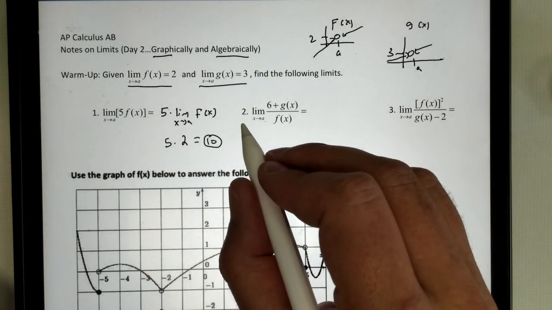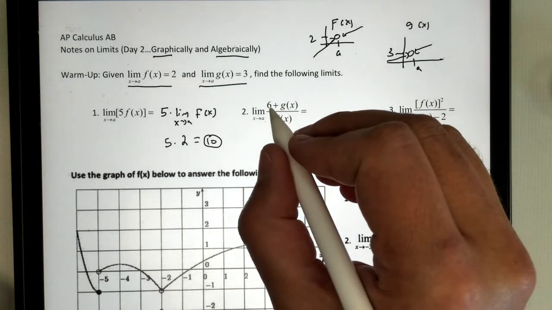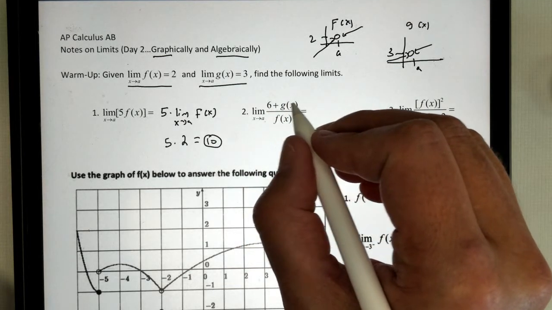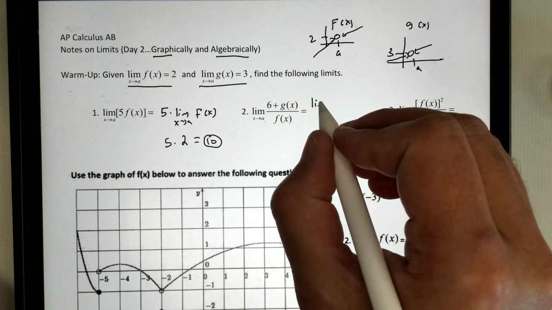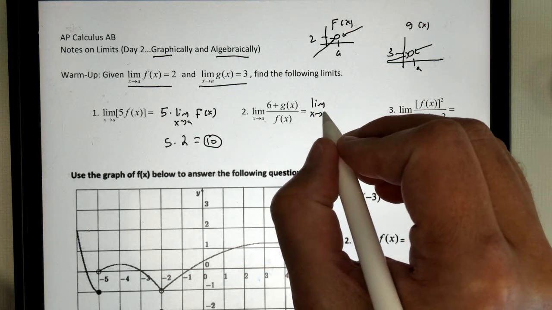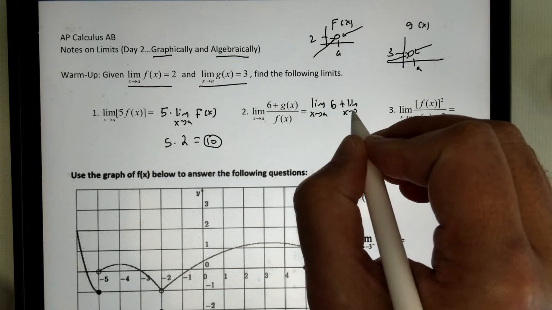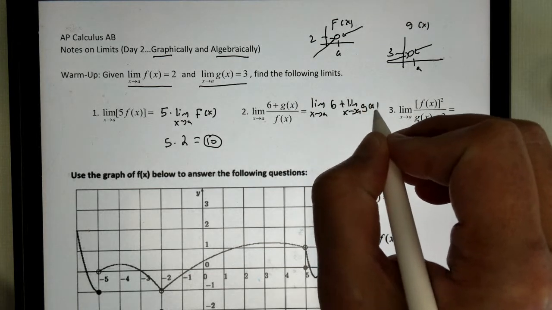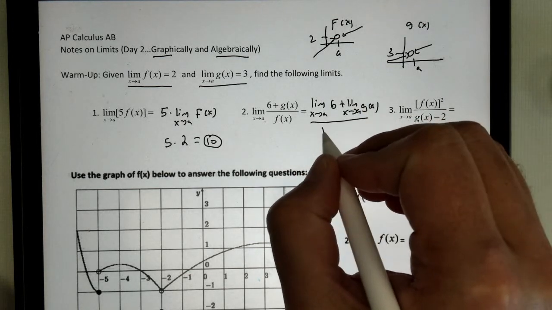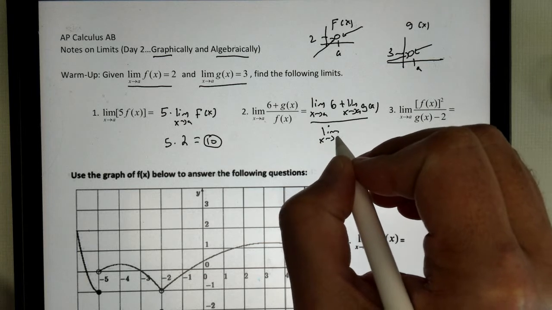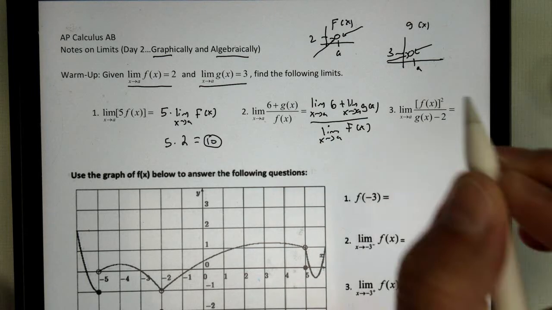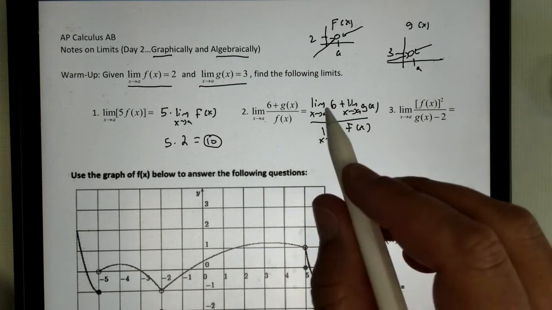Same thing for part number 2. We're going to split this up. We're going to take 6 plus g of x over f of x. But when I write it, I'm going to write this as the limit as x approaches a of 6 plus the limit as x approaches a of g of x over the limit as x approaches a of f of x. Alright, so let's see how we do this one.